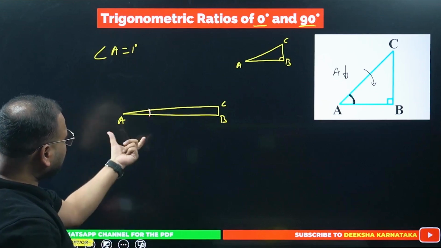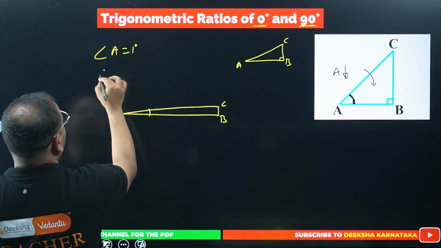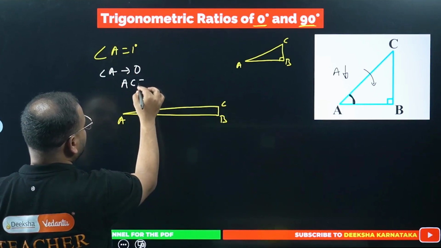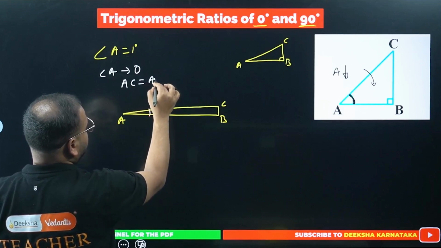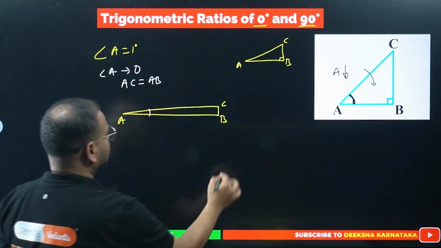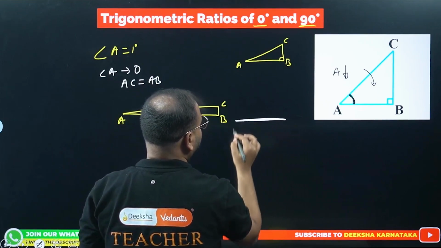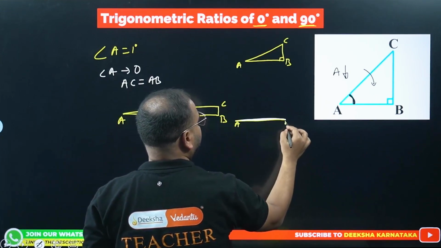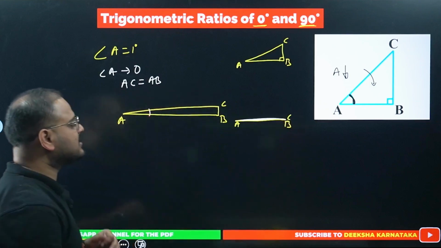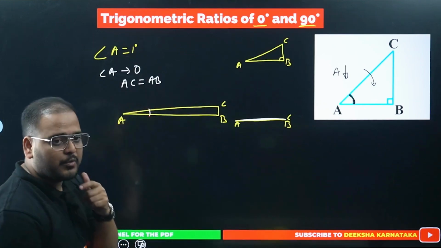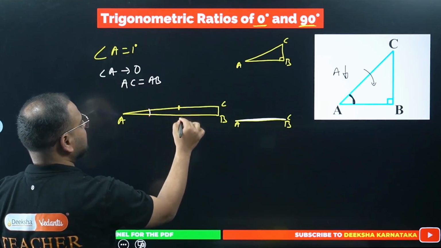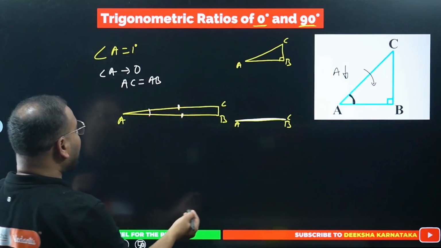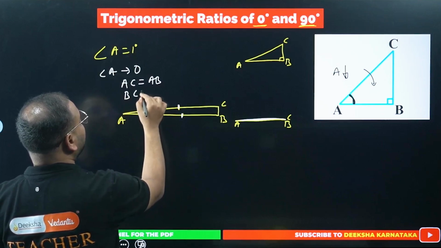So what is actually happening when angle A is becoming 0? Two things are happening. AC is becoming equal to AB, because exactly at 0 the two lines will overlap each other. This will be my A, B and C, both points at the same place. So basically AC is going to become equal to AB. And what, sir? BC will become equal to 0.